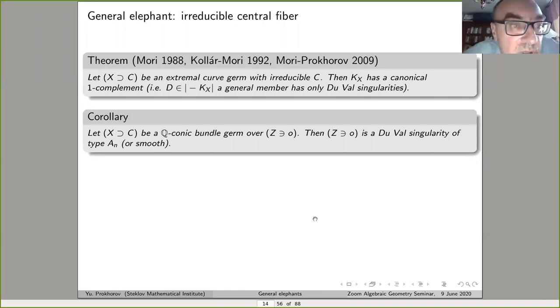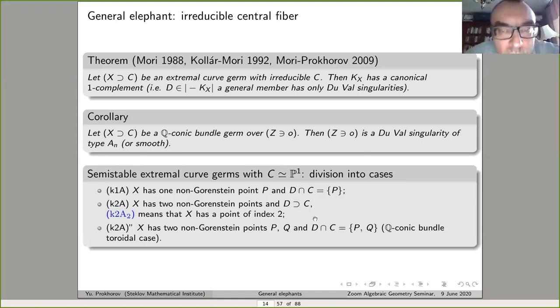As a corollary from this, for example, we can apply it to a Q-conic bundle. Once we have a Q-conic bundle germ, the base has only Du Val singularity of type A_n, or, of course, it can be smooth. This is a corollary from this theorem, and basically we have to analyze the index one covering of terminal singularities.